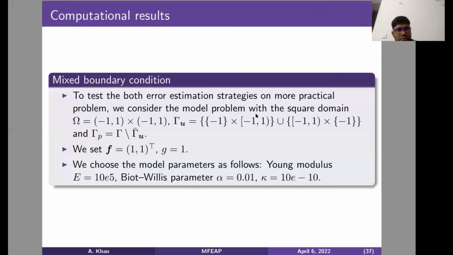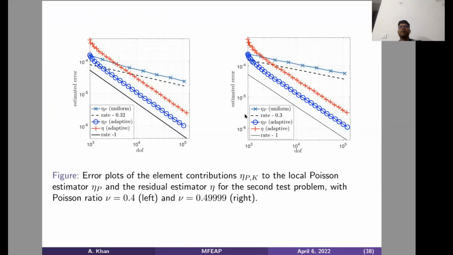So now we'll move to a different example with mixed boundary condition, where we want to check whether our estimator is capable of detecting the singularity and getting better accuracy. So here we are taking omega as a square domain with this mixed boundary condition. We choose the force function as 1, 1, and G is also 1, 1, and Young modulus is 10 to the power E5, a very large value, and alpha is 0.01, and kappa is 10 to the power minus 10. And we see that if we use uniform mesh, our Poisson estimator only decays with a convergence rate of 0.32.